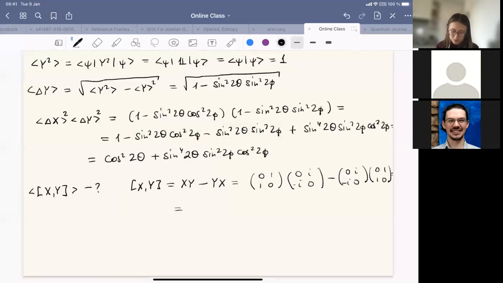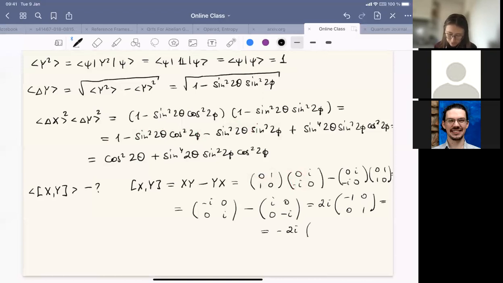Okay, so the first multiplication would give us minus i, 0, 0, i, minus the second, which gives i, 0, 0, minus i. So basically we can take out 2i, which gives minus 1, 0, 0, 1. So basically, we get minus 2i times 1, 0, 0, minus 1. So we get minus 2i z.